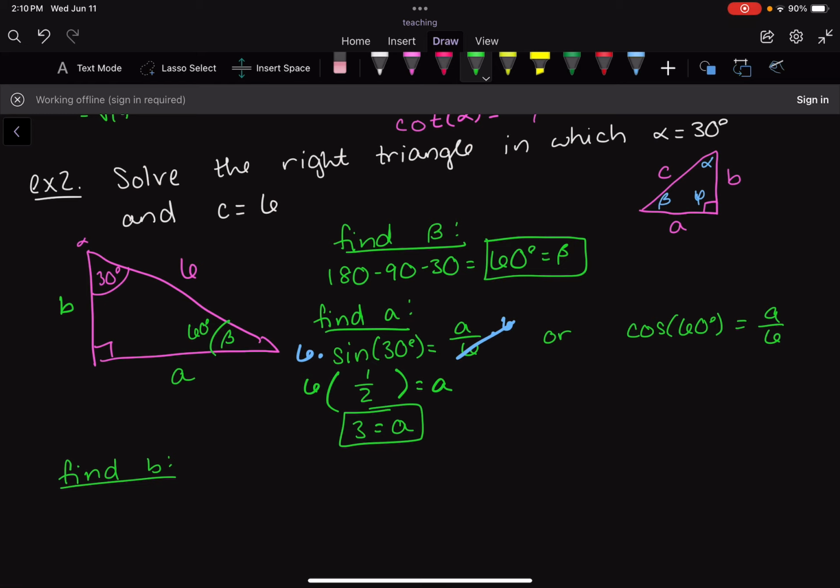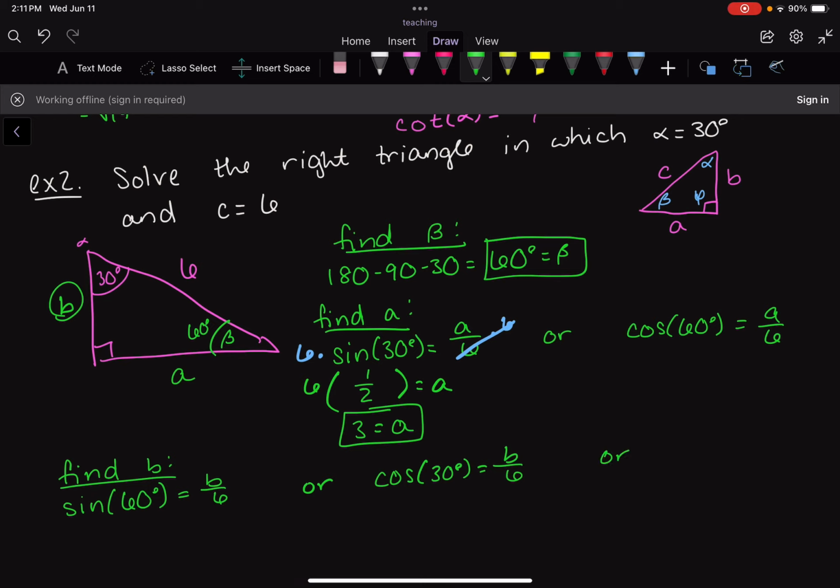Again, with B, you're going to have some different options. Either we can use the trig functions again. So it's the opposite side to 60. So if I want to use sine, I could do sine 60 is equal to B over 6. That's one option. If I want to do the 30 degrees, B would be the adjacent side. So I could do cosine of 30 is equal to B over 6.